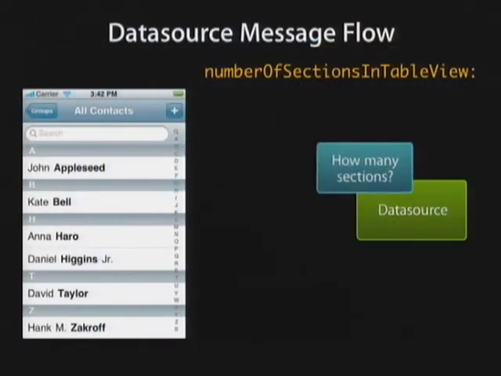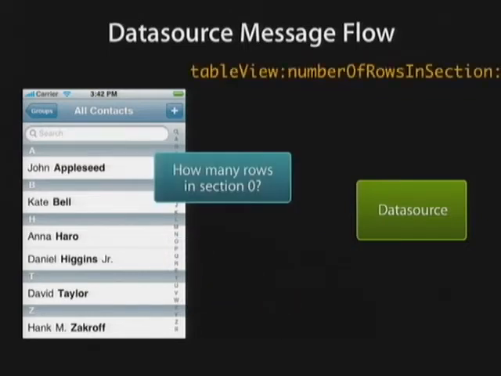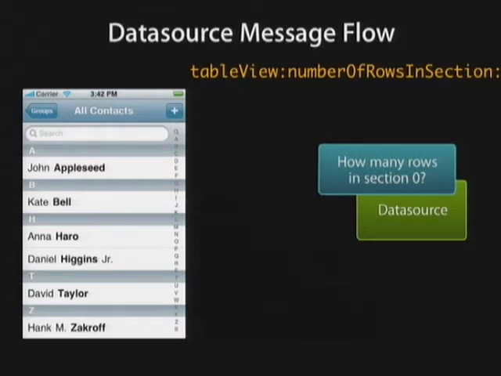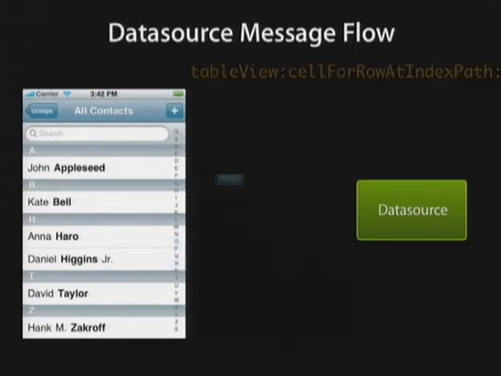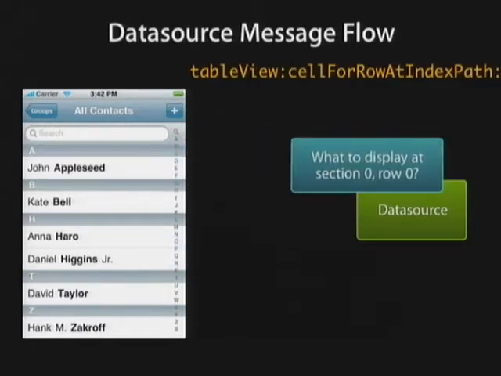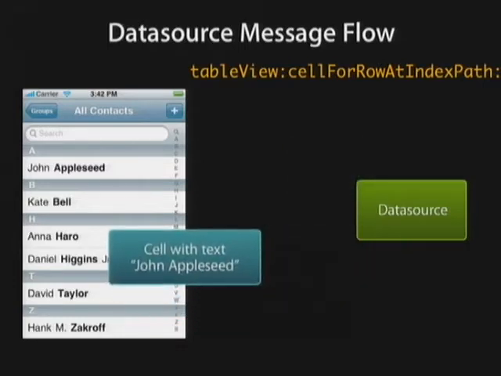So visually, what does this look like? The table view will ask the data source how many sections. The data source in this case is going to return 5. And the table view for each section is going to ask how many rows. So here we're asking section 0. The data source is going to say 1. This will be repeated for all of the sections. Once we have that, the table view now knows that the row in section 0 is visible, so it's going to ask for a cell for that. So it's going to ask what to display. The data source is going to return a cell with some content, in this case, John Appleseed.